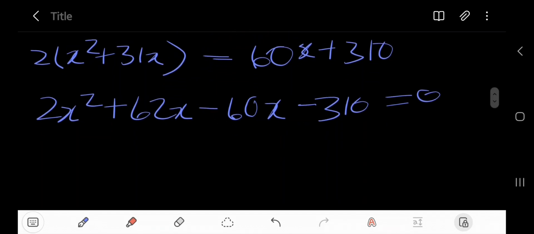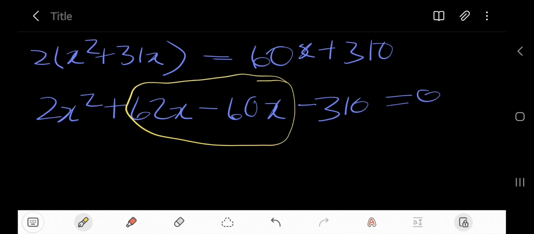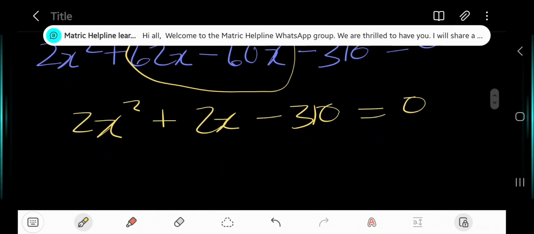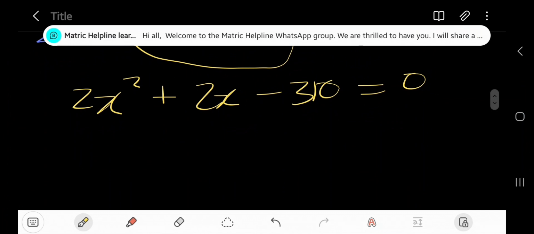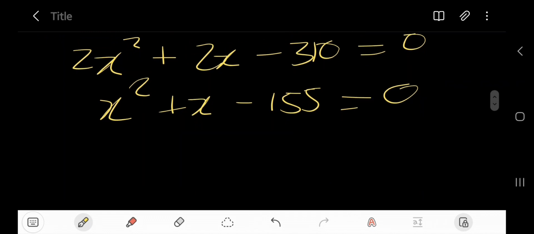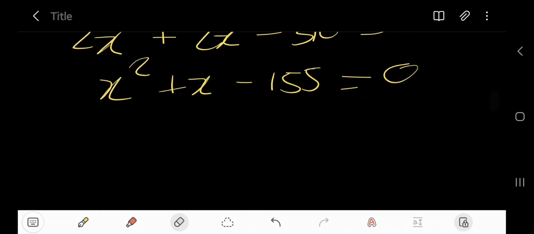Now you can see that we have like terms that we can group. So 2x squared plus 2x minus 310 is equal to 0. Now we just need to solve for x. We have a common factor of 2, so let's factor that out and divide every term by 2. Then we have x squared plus x minus 155, and this is equal to 0. I don't see any way that we can find the factors of 155 at the moment. Maybe there is, but let's just go the safe route.